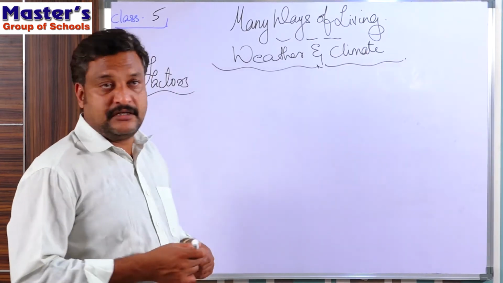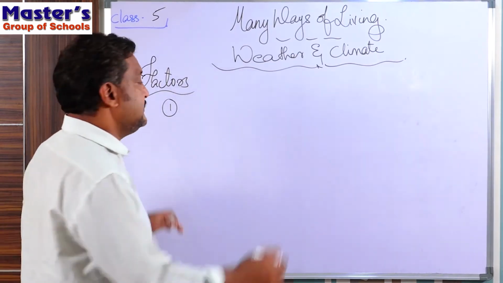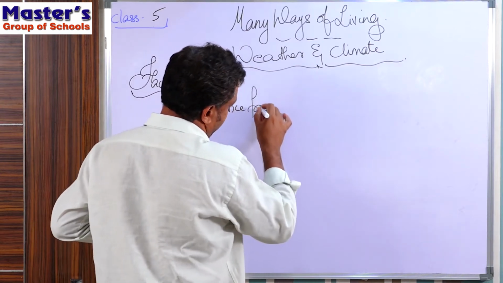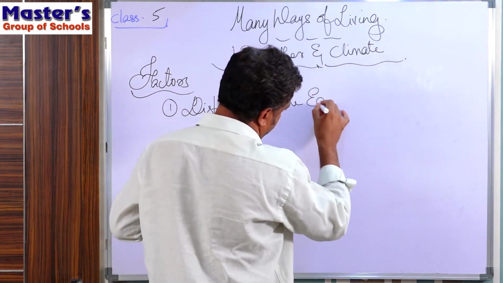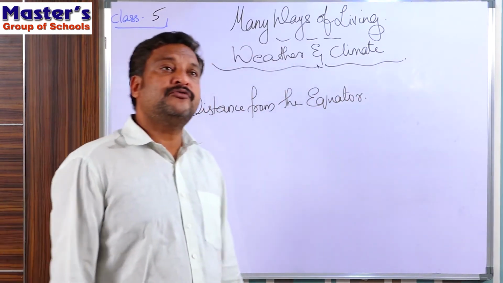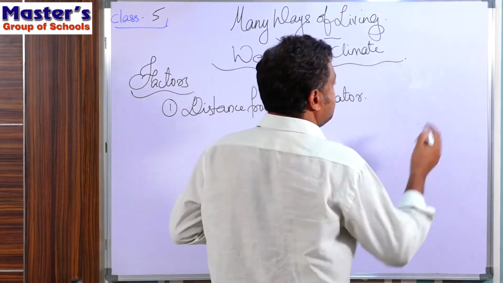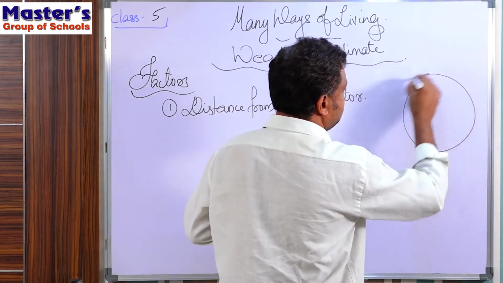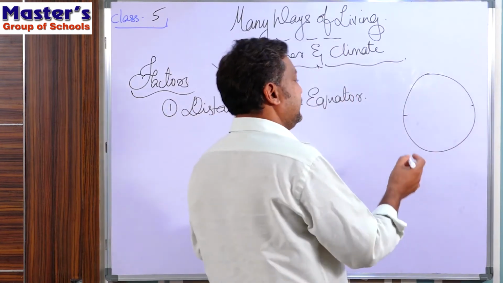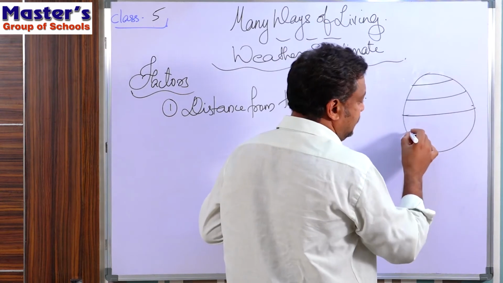So, the first major factor that affects the climate of a region is the distance from the equator. Right? How far is a place located from the equator? Okay, we know that the Earth is more of a geoid shape, with a bulge at the center and flattened on top, isn't it? Yes. And if this is the equator, these are the other latitudes.